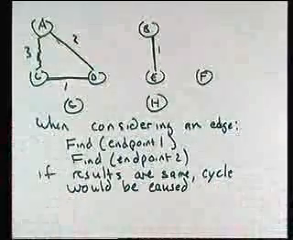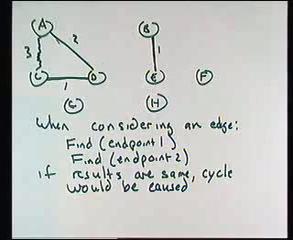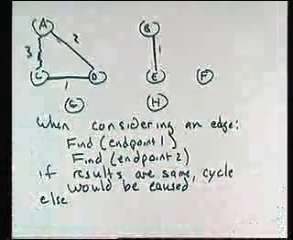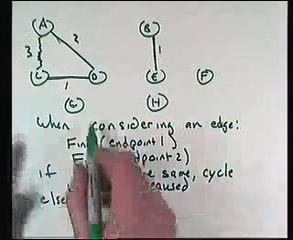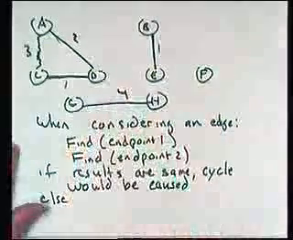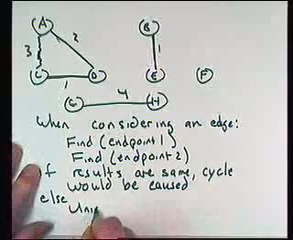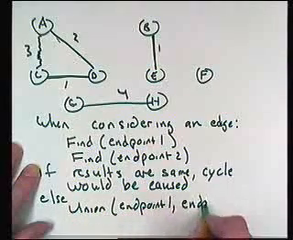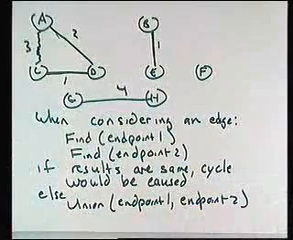Because if I do a find on endpoint 1 and on endpoint 2 and get the same result, it means endpoint 1 and 2 are in the same set, which means they're connected already, and so connecting them a second way would cause a cycle. On the other hand, if the results are not the same, it means the 2 endpoints are in different sets. For example, if I go to insert the edge from G to H, which was a weight 4, well, G and H are in different sets. It's okay to add that edge. Adding that edge would mean doing a union on those 2 sets. So otherwise, do a union on endpoint 1 and endpoint 2. And that's how we'll do our cycle detection.